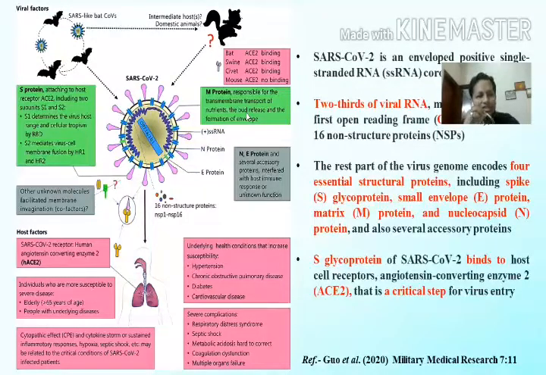So you can see the structural part of the protein. Among the structural part, the part which is very important is S protein, the spike protein, because this is the protein which first comes into the picture. This protein binds with the ACE2 receptors present on the host. The S protein has two subunits, S1 and S2. And the S1 subunit decides the tropism of the virus.